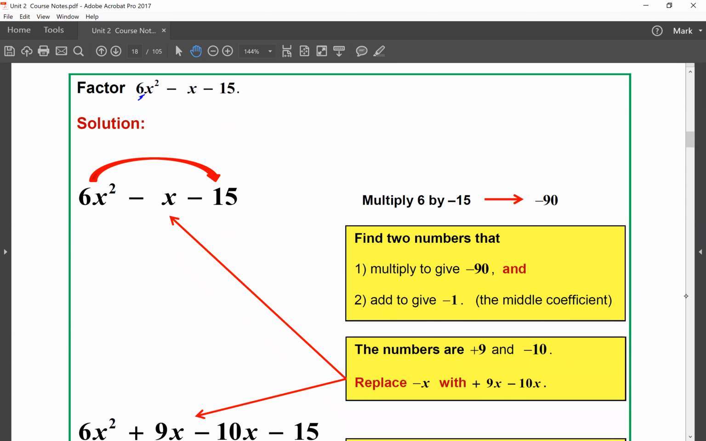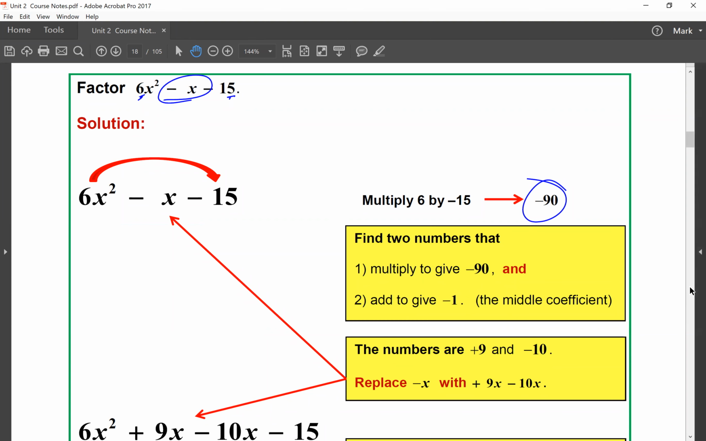Multiply the 6 by the 15. 6 times 15, or in this case, I guess 6 times negative 15 is negative 90. Now, what I need to do is solve this puzzle. I need to find two numbers that multiply to give me a negative 90, but will only add to give me a negative 1. And this is a pretty tricky example to get started with.